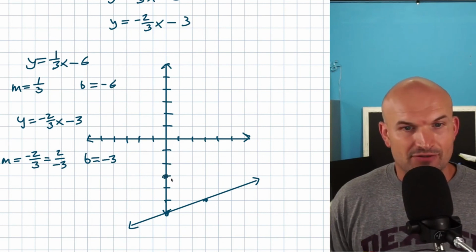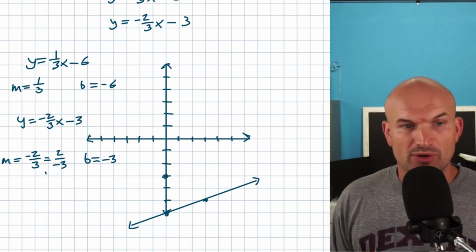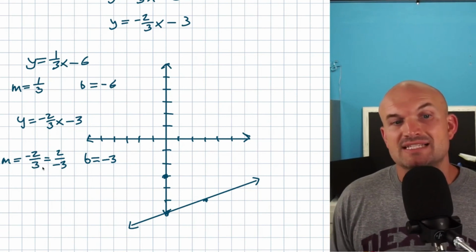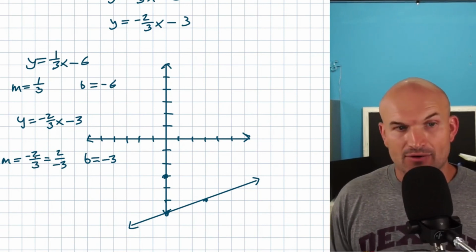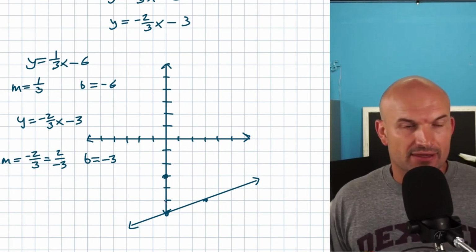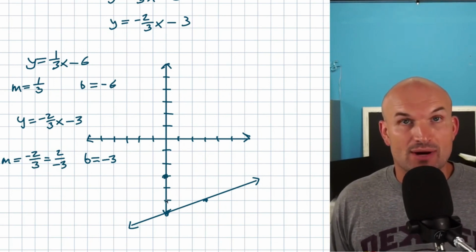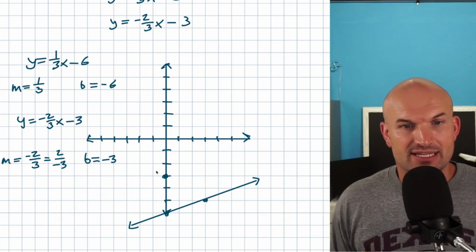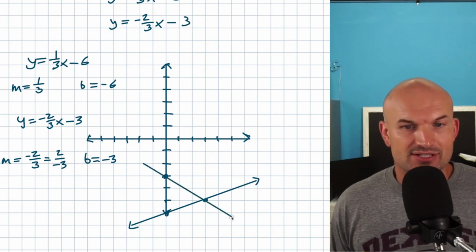Now I don't want to go to the left, right? I want to go to the right. I want to use the slope ratio where my x value is going to be positive. Well, in this case, the original slope has a -2, so the change in y is down 2 units. And then the change in x is going to be to the right 3 units. So 1, 2, 3.